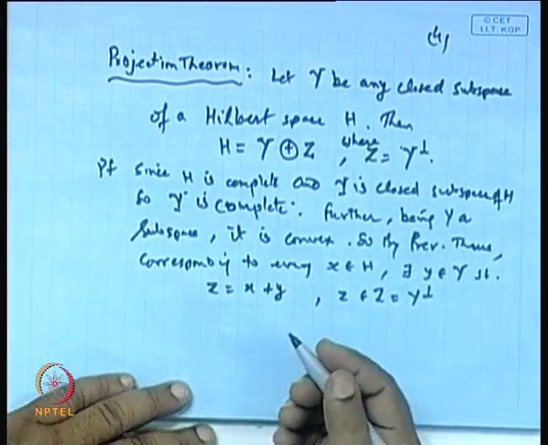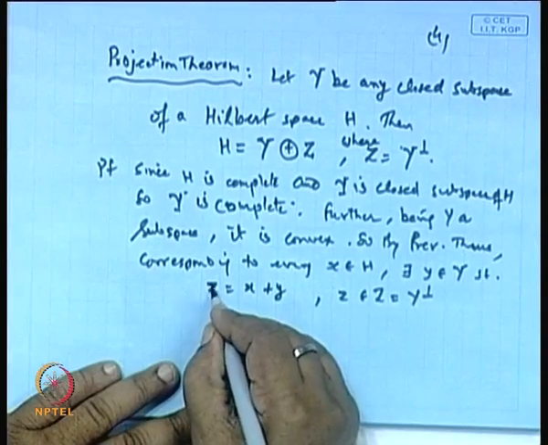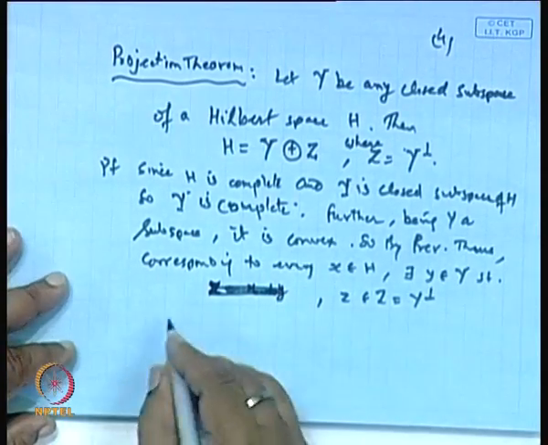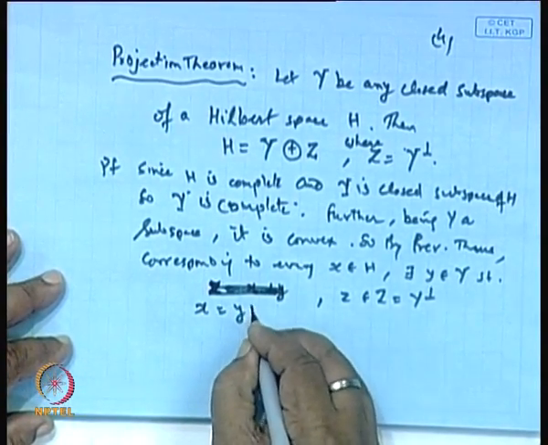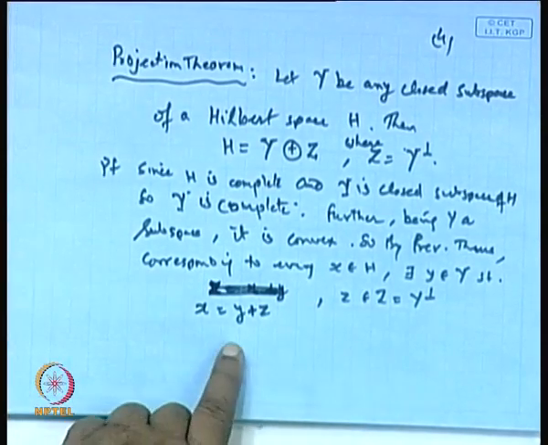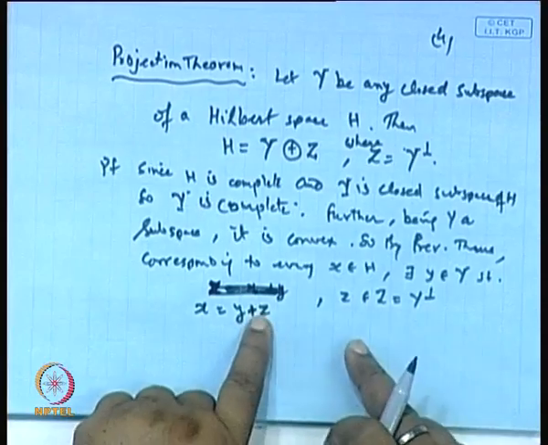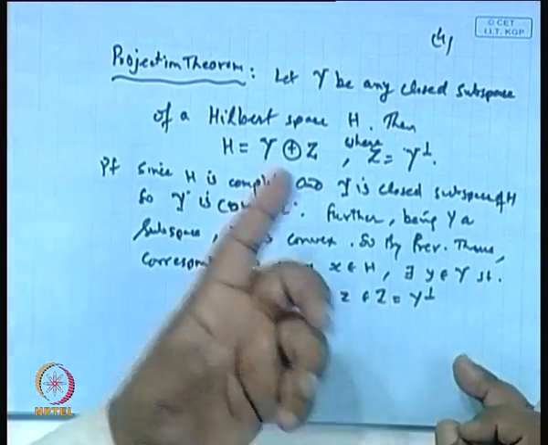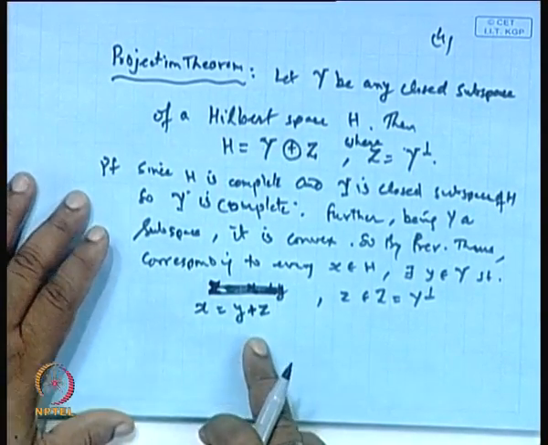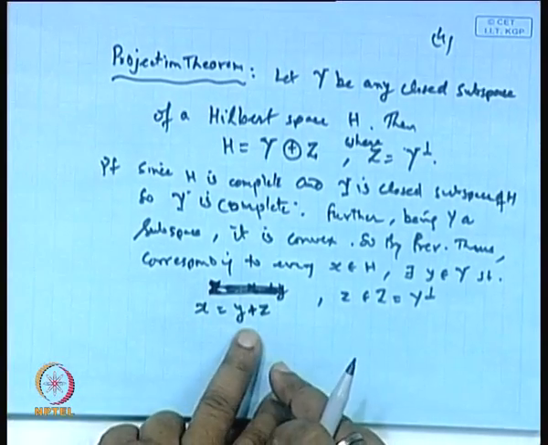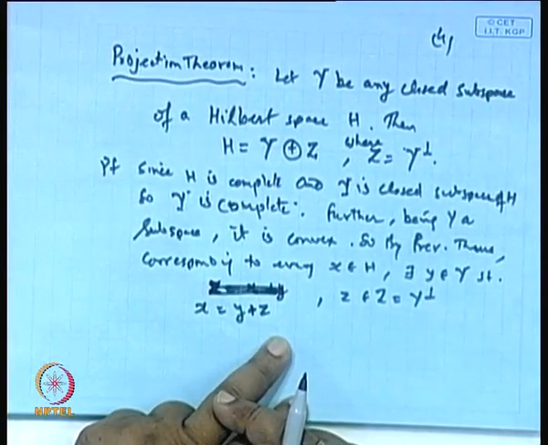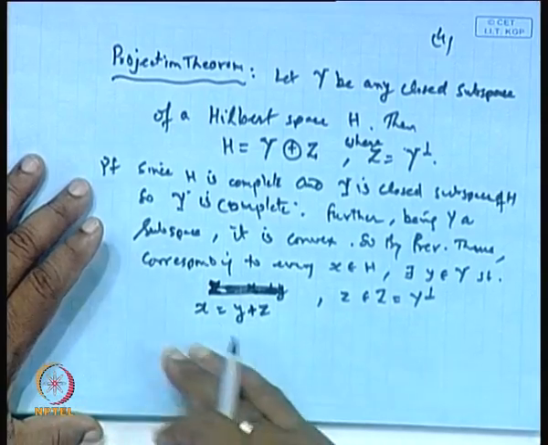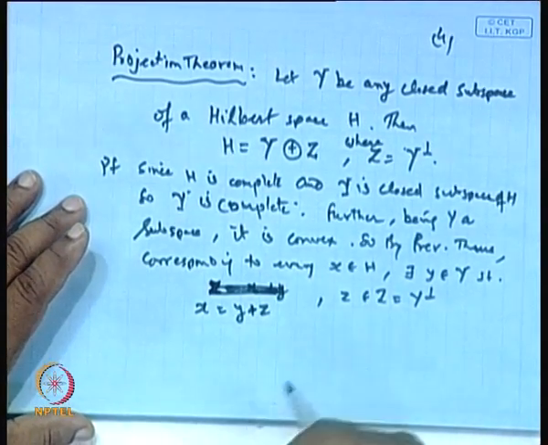Sorry, x will be y plus z, because every x can be expressed in this form y plus z, where y belongs to capital Y and z belongs to the orthogonal complement, or x minus y will be orthogonal to Y. So, by using the previous result, every element x can be expressed as a sum of Y and Y orthogonal complement. Now, if this representation is also unique, then we say it is a direct sum.